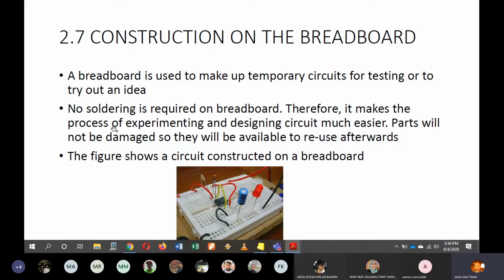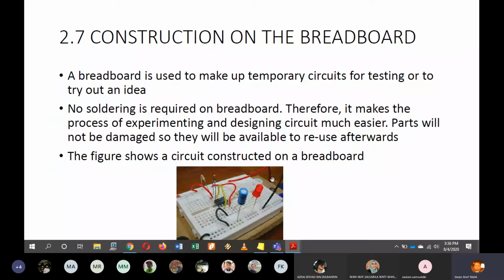For this breadboard, no soldering is required. Therefore, it makes the process of experimenting and designing circuits much easier. Parts will not be damaged, so they will be available to reuse afterward. The figure shows a circuit constructed on a breadboard. So this is an example of a design circuit on a breadboard.